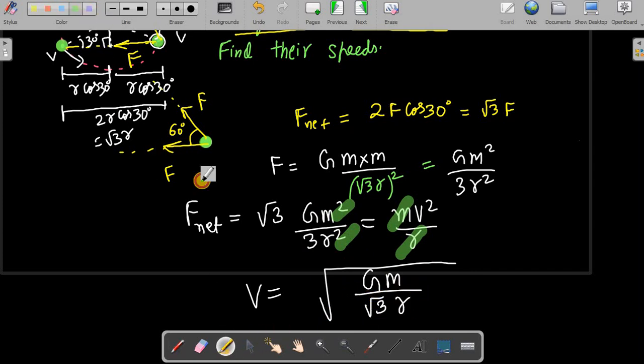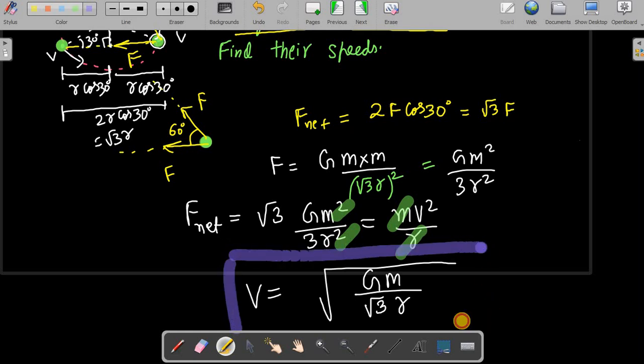So this we can understand. This is the velocity with which each of the masses is moving. Similar model questions can come and you can work out questions on this.